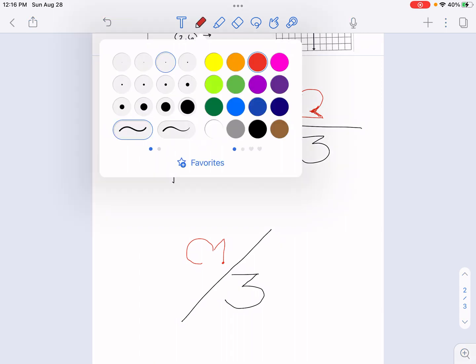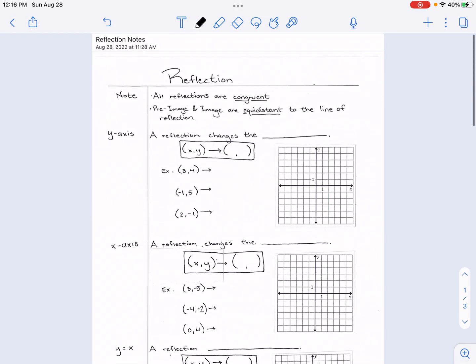All right, let's go back to the front side. Okay, so what are some characteristics of a reflection? All reflections are congruent. They're the same shape, same size. They might change where they're facing, but overall, these are the same figures. And another thing is the pre-image and the image are equidistant to the line of reflection. So equidistant means equal distance. It's the same amount of space.